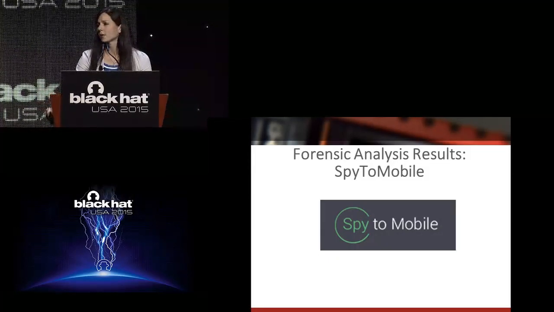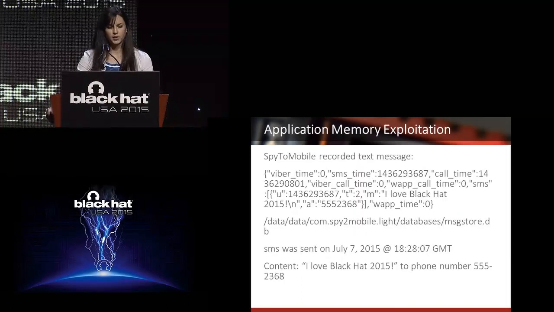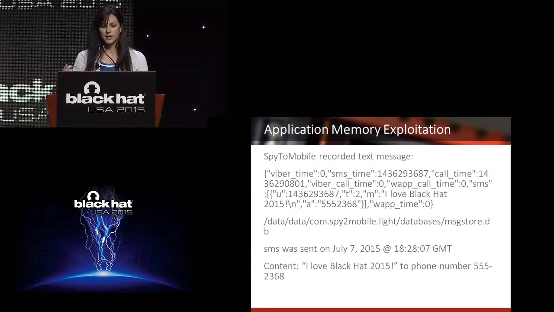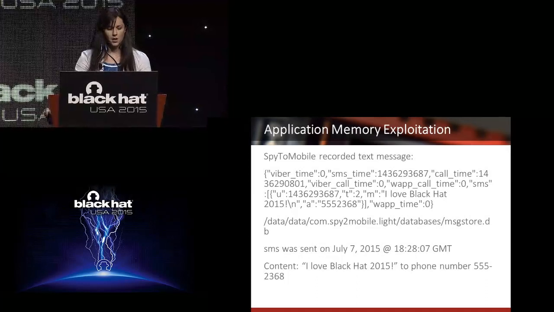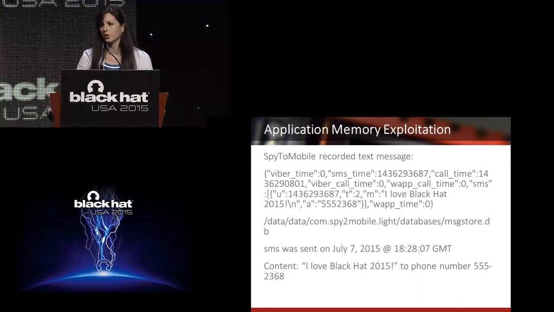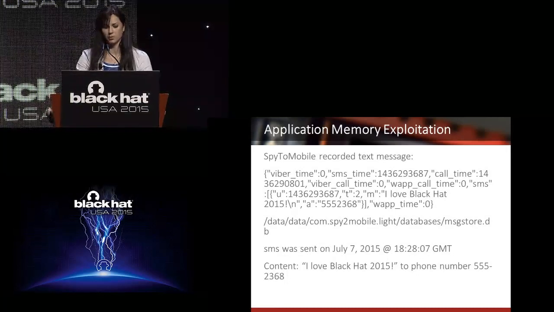So we did the same kind of forensic analysis for Spy2 Mobile that we did for mSpy. We looked at the application memory, and we sent a text message to a phone number, and Spy2 Mobile was able to capture the text message, the call, or the SMS time, and you can see that SMS was sent on July 7th, 2015 at 18:28:07 GMT. Spy2 Mobile captures the time in Unix time, which isn't really user-friendly. So if you throw it into a time conversion, you can get a time that makes sense to people.